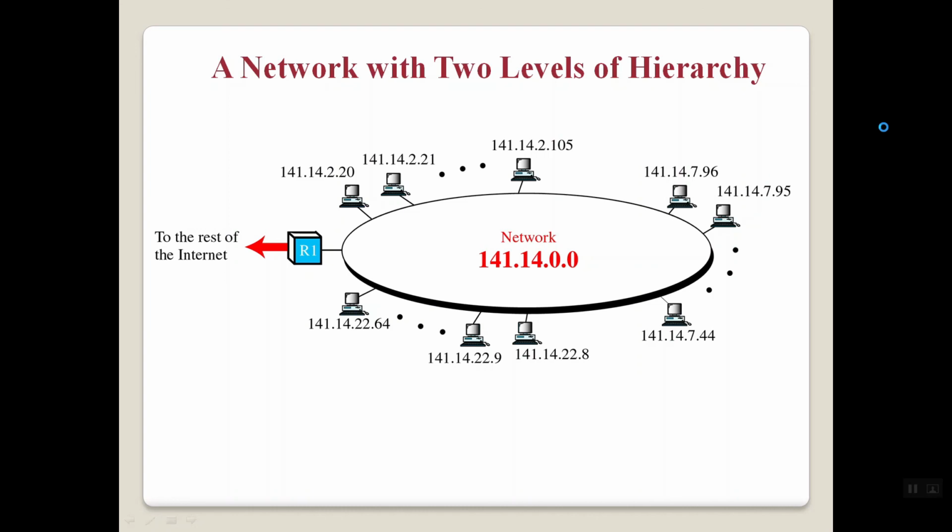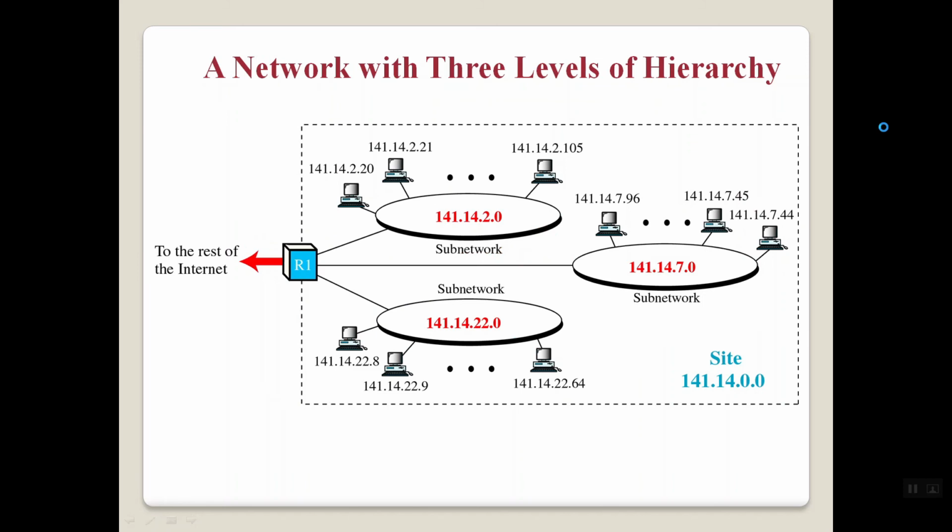Now this is the three-level hierarchy. You can see there are three different host addresses, and these host addresses share information with R1 to connect with the internet. The site address of this entire network is 141.14.0.0. So this is actually the third layer. There are three different layers. R1 is one layer, the site address is one layer, and the other small layers are 141.14.2.0, 141.14.7.0 and 141.14.22.0. So there are three different levels of the hierarchy.